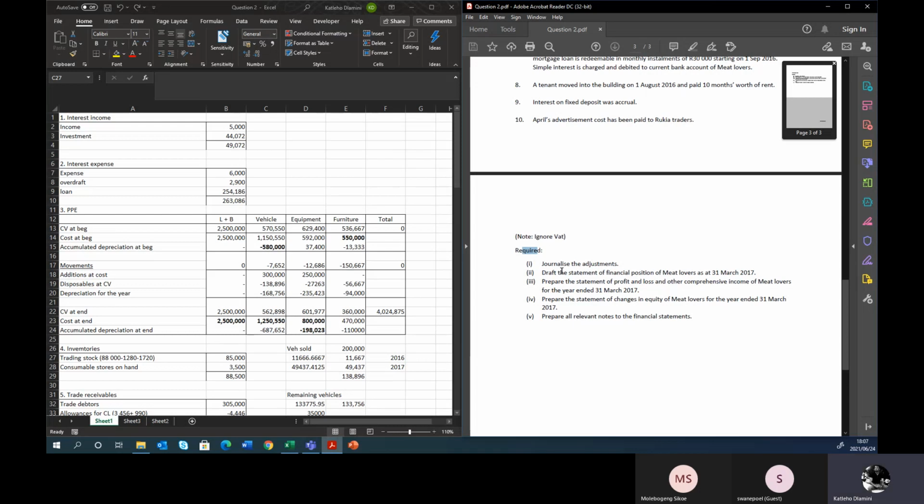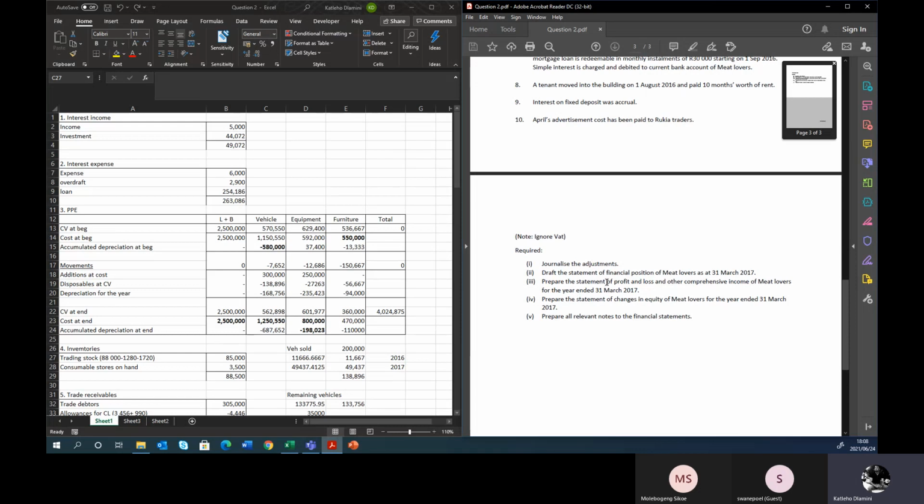Then it says draft the statement of financial position of Meat Lovers as of 31 March 2017. So it's very important that you see that the year ends on the 31st of March 2017. If you see here, the year ended March 31st, 2017, so it starts the next day, the 1st of April. Our year ends at the 31st of December and it starts the next day, the 1st of January. So that's the fastest way you can get to the beginning of the year.